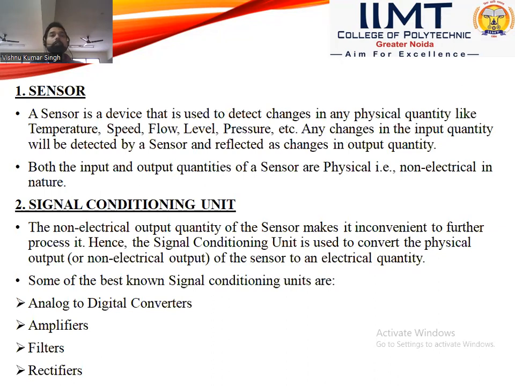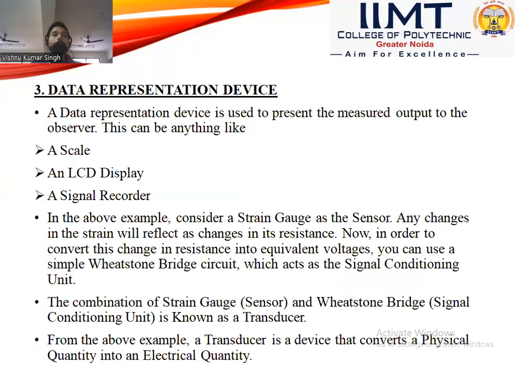Now, next thing is the signal conditioning unit. The non electrical output of the sensor makes it inconvenient to further process it. Hence, the signal conditioning unit is used to convert the physical output of the sensor to an electrical quantity. Some of the best known signal conditioning units are analog to digital converters, amplifiers, filters, and rectifiers.